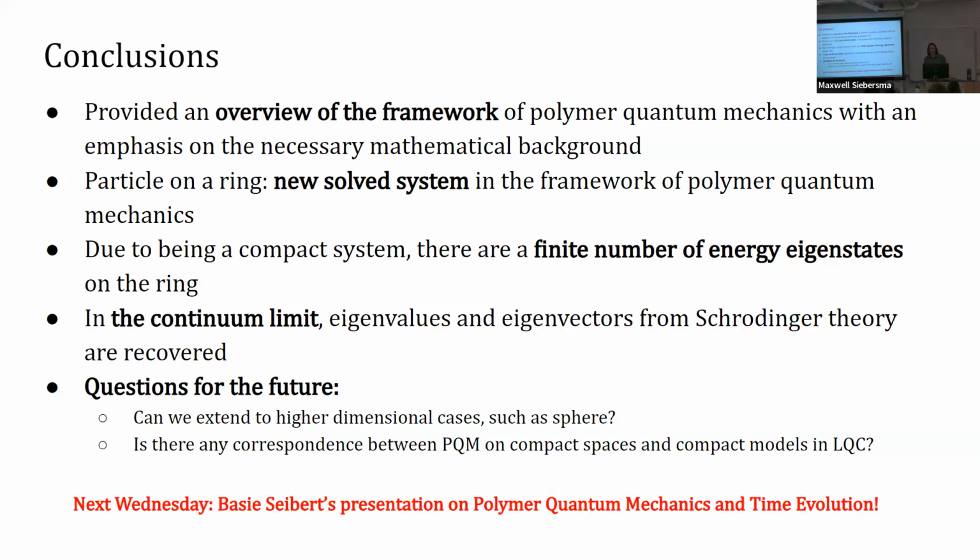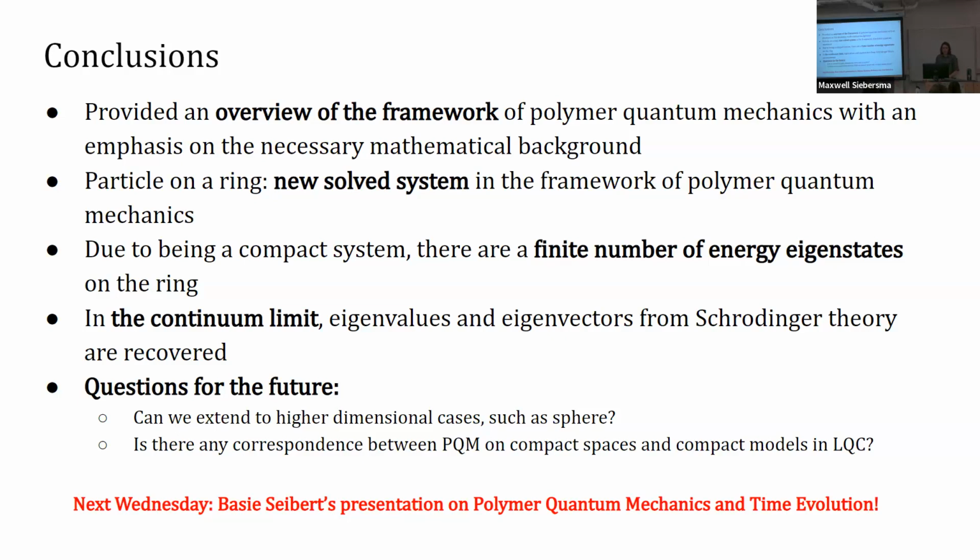We also have the surprising result that, due to the fact that the ring is a compact system, we have a finite number of points on it. And so we also get a finite energy spectrum, which is not something we see on the Schrodinger ring. So qualitatively, it's a different result, which is interesting. But I also showed that in the continuum limit, for this specific case of the ring, the eigenvalues and eigenvectors do converge to what we expect from the Schrodinger theory.